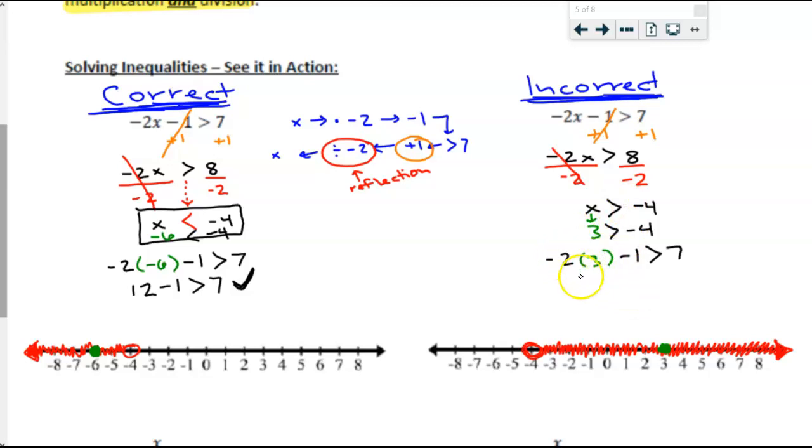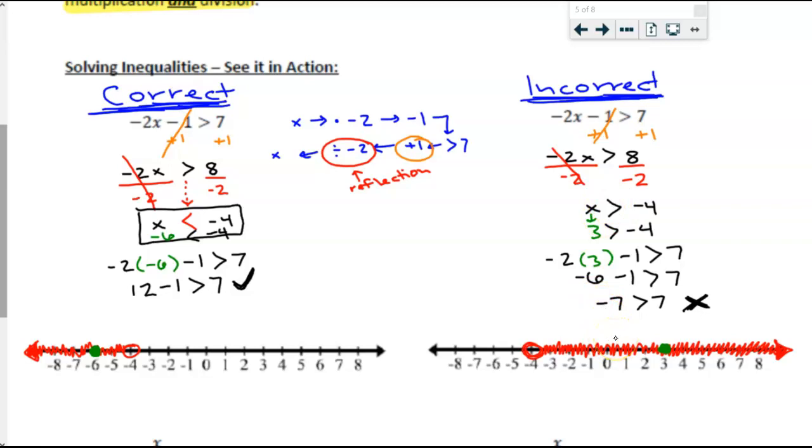-2 times 3 is -6, minus 1. Negative 6 minus 1 is negative 7. Is negative 7 greater than 7? No, this is a lie. This is false. It all comes down to when we divide or multiply by a negative number somewhere in our solving process, we have to flip that inequality in order to keep that equality true, because everything else is being reflected. The inequality symbol also must be reflected.